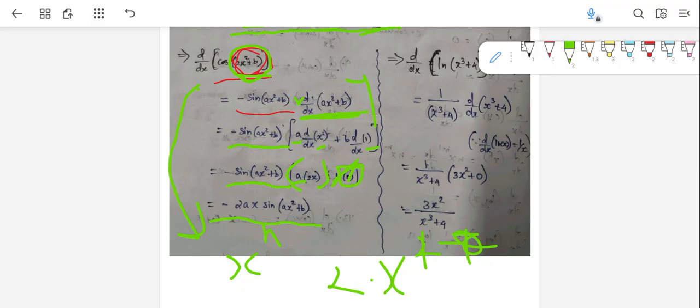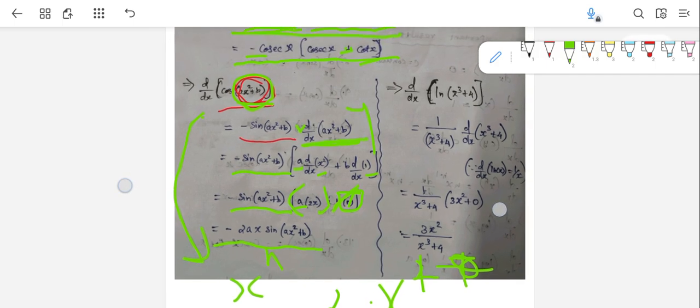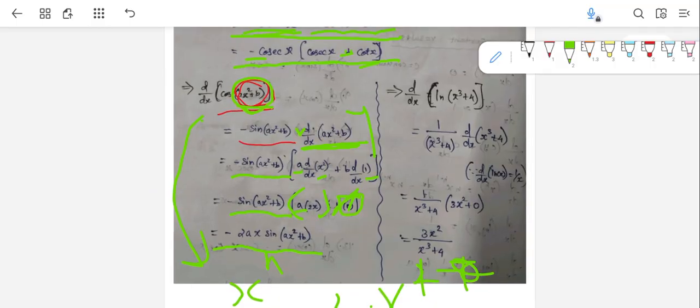This is what I was saying, that dx by dx means not just writing dx by dx, you need to differentiate that with respect to x. So I hope this is clear. If this is clear, this problem you can also get. Okay, same thing only, guys.